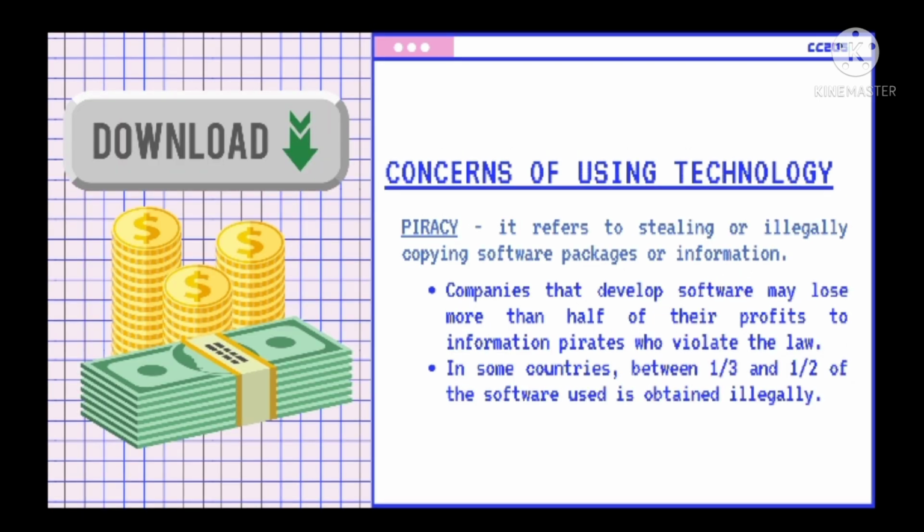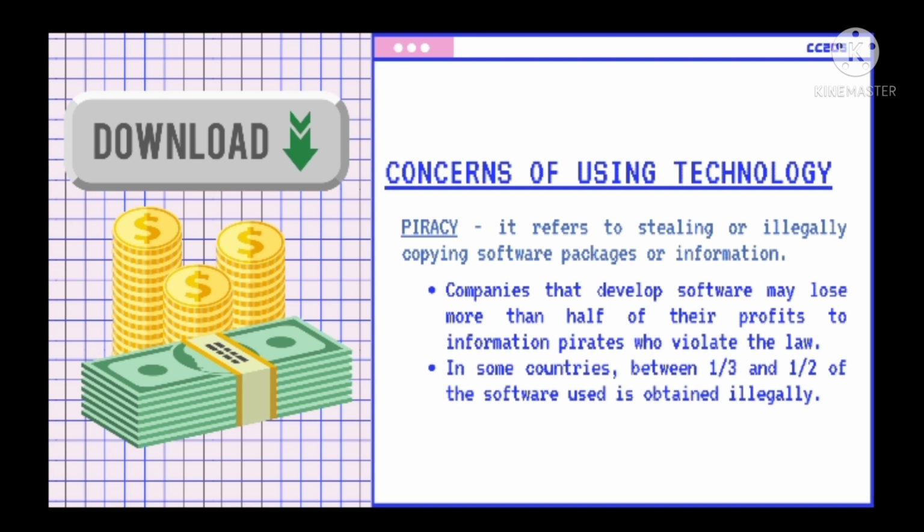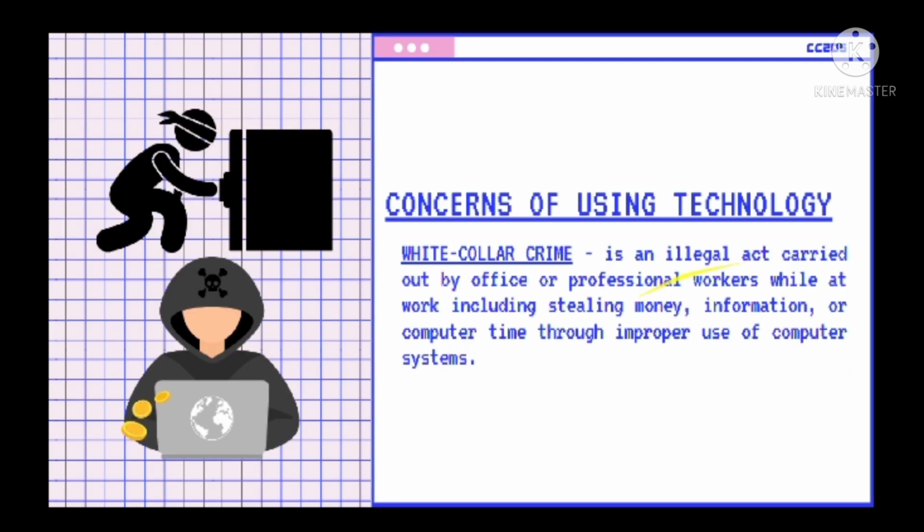Okay, next. Piracy. It refers to stealing or illegally copying software, packages, or information. Companies that develop software may lose more than half of their profits to information pirates who violate the law. In some countries, between 1/3 and 1/2 of the software is obtained illegally. White-collar crime is an illegal act carried out by office or professional workers while at work, including stealing money, information, or computer time through improper use of computer systems.